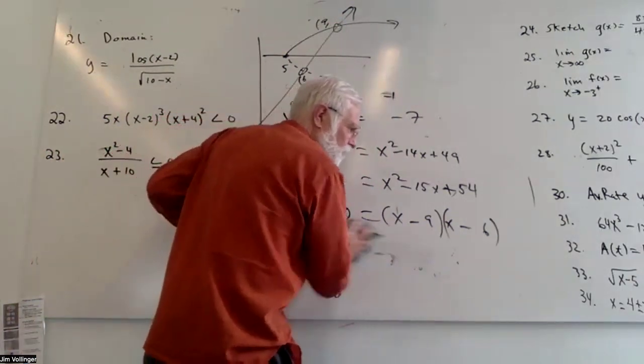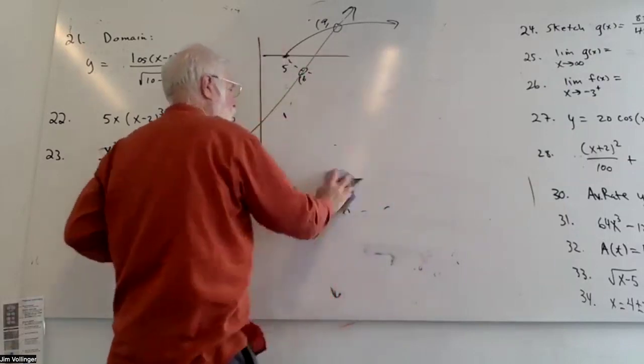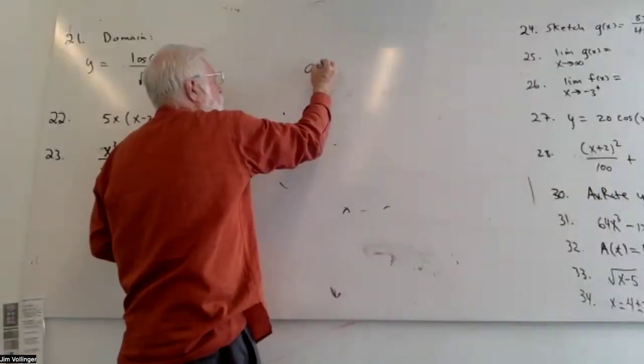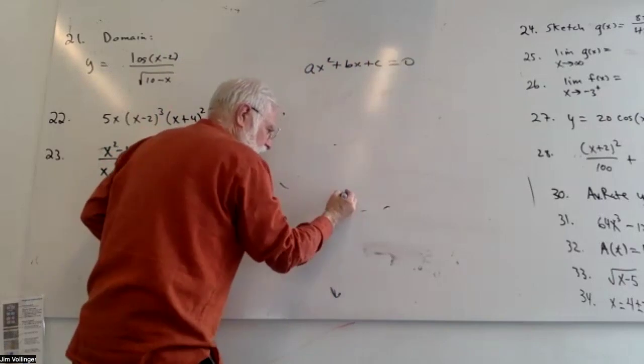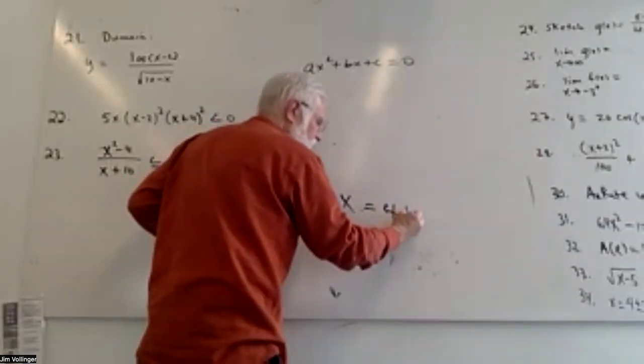All right, rushing through here. 4 plus and minus 7i. Finding ax squared plus bx plus c equals 0. Trying to find a quadratic that equals 0. But the answers are x equals 4 plus or minus 7i.